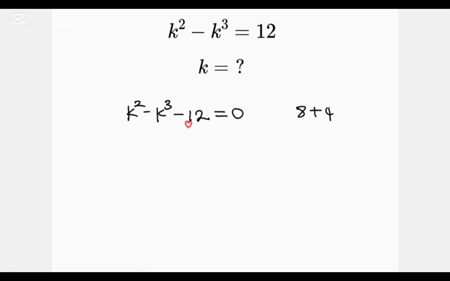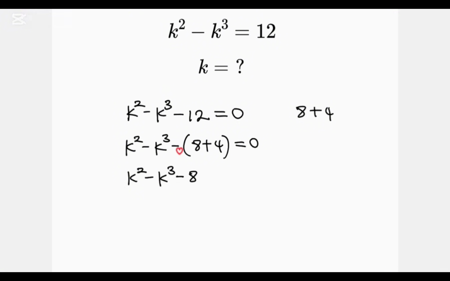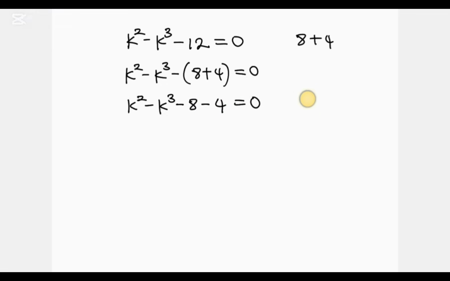Good. So instead of writing 12, I'm going to be replacing 12 with this. So we have k squared minus k cubed minus, so in place of 12, I write 8 plus 4. And this is equal to 0. Now let's use this negative to open up the bracket. So we have k squared minus k cubed minus 8. Now negative times positive is negative 4, equal to 0. Very good.